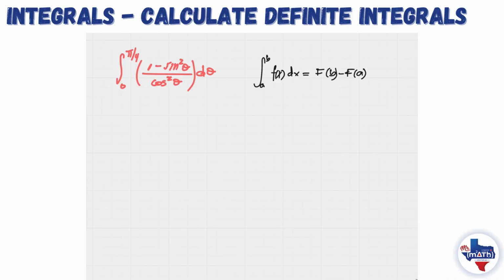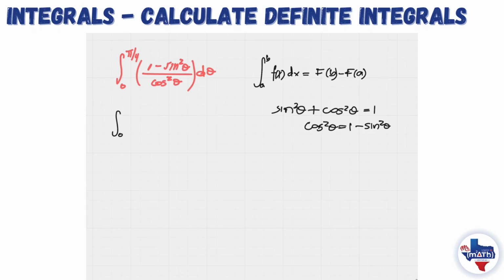Okay, so now 1 minus sine square of theta. Let's remember that the sine square of theta plus the cosine square of theta is equal to 1. Therefore, if we subtract sine square of theta, this is equivalent to just cosine square of theta, equal to 1 minus sine square of theta. So we could easily replace that in our integral.